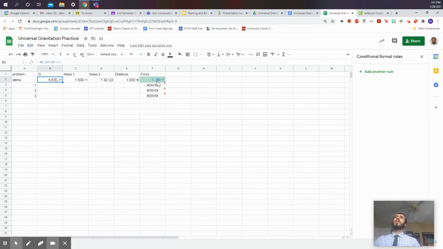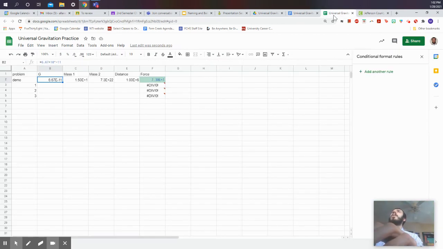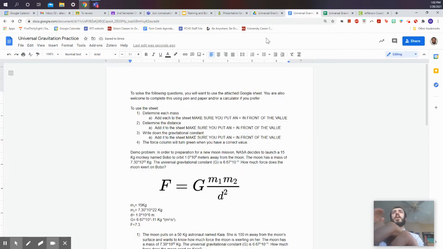And so our force is 7.3 times 10 to the first newtons. We can write that in, and here's our force: 7.3 times 10 to the first newtons. You could also take this out of scientific notation if you wanted. It's a small enough number. It's going to be 73 newtons of force. So that's how much force the moon is exerting on Bobo.